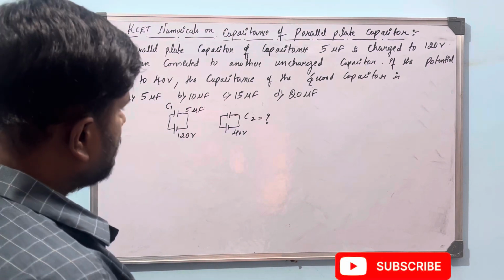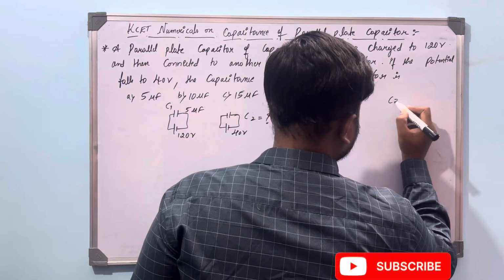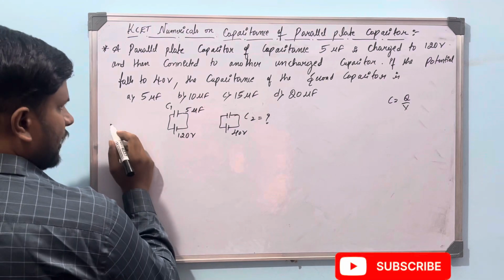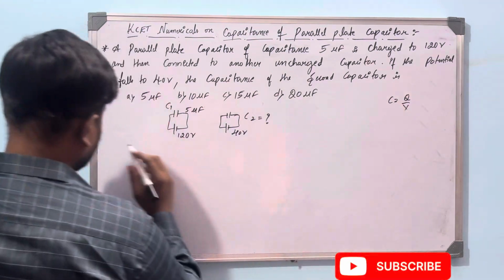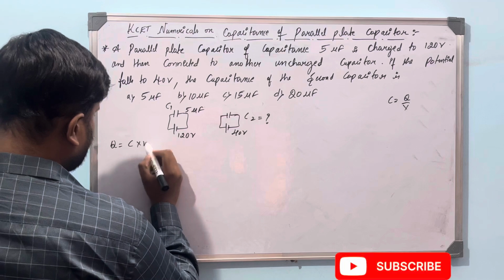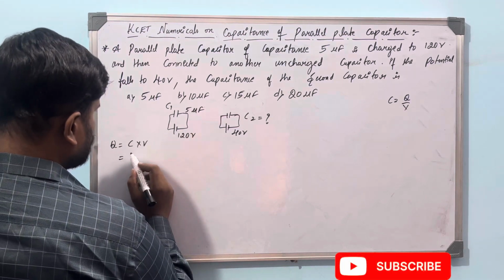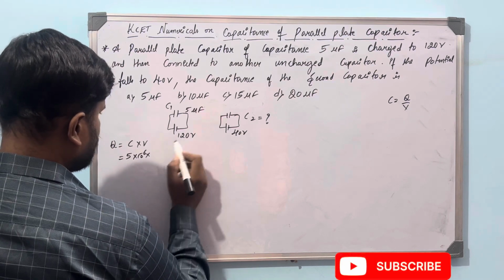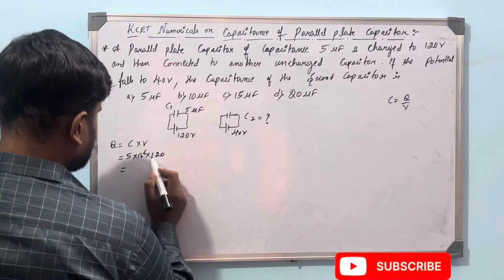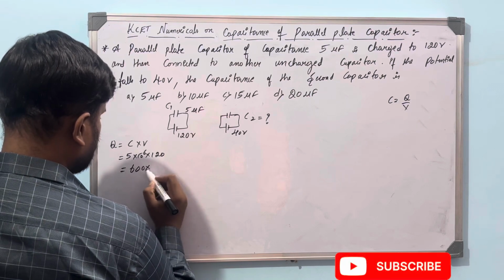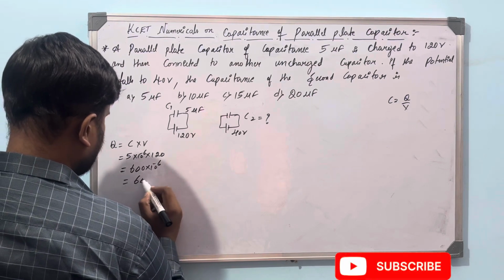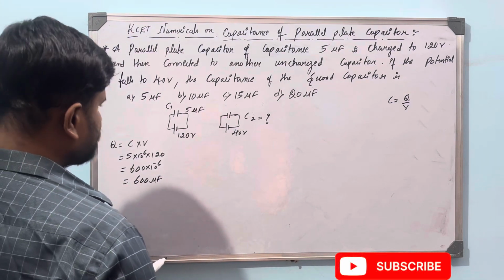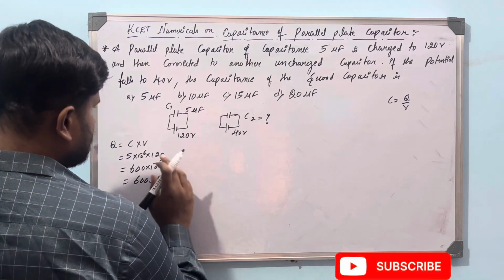In order to calculate C, what is the C formula? C is equal to Q divided by V. So I want Q. In order to calculate Q, it becomes C into V. So what is the Q value? C value 5 micro is 10 to the power of minus 6 into V is 120 volt. Here 12 5s are 60, into 10 power minus 6. This can also be written as 600 microfarad. So this is the charge value.